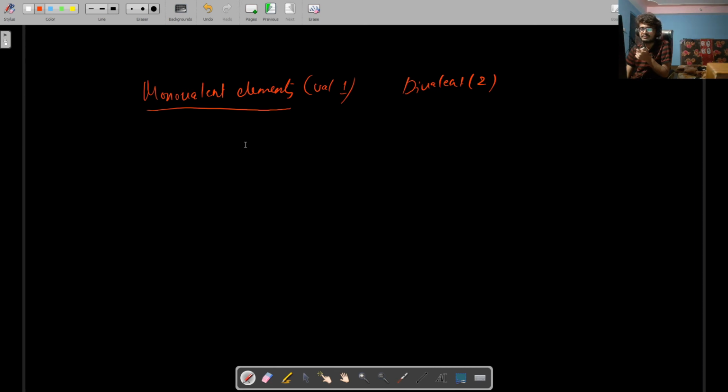Calcium, magnesium, zinc, and nickel. Now valency 2, divalent negative. Sulfite, sulfate, sulfide, all three. Carbonate and oxide.